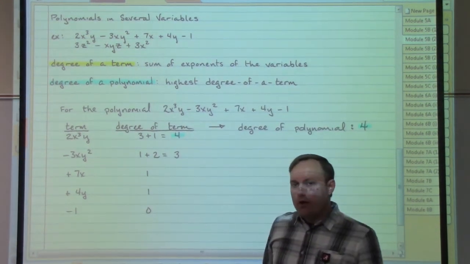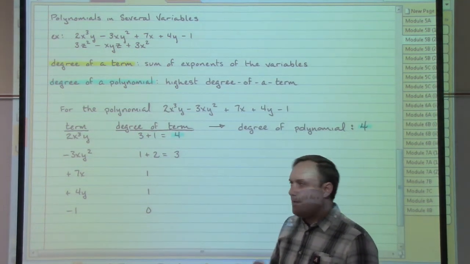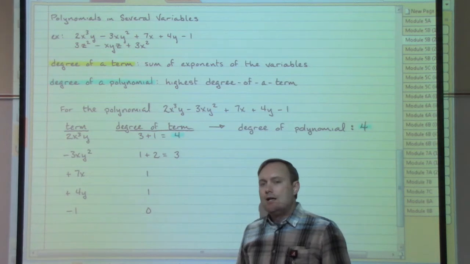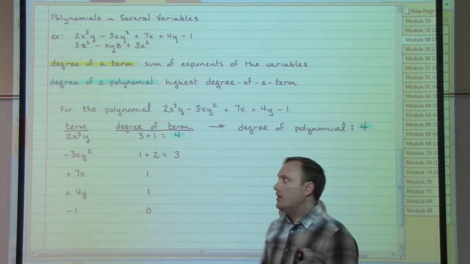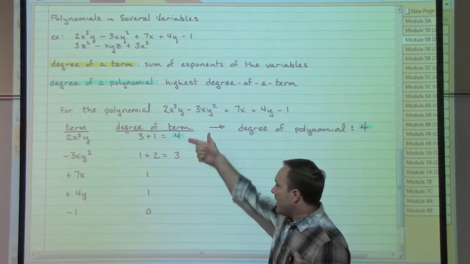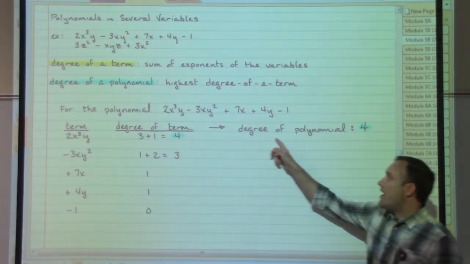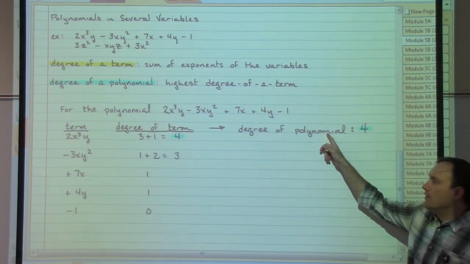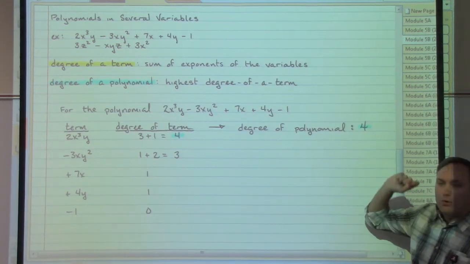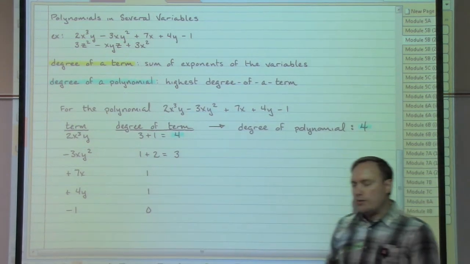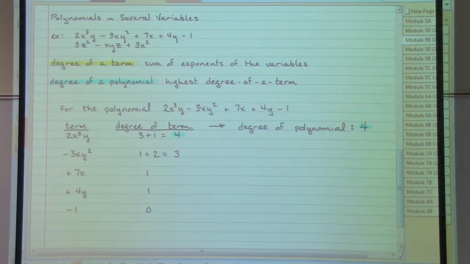Once I have each one of those, now I still look for the highest, but this time it's a slightly different phrasing. What's the highest degree of term? So out of this list, the highest degree of term is a 4. So for my entire weird-looking polynomial, the degree of the entire polynomial, 4. That's the only weird thing about it. And again, if you need to, there it is.